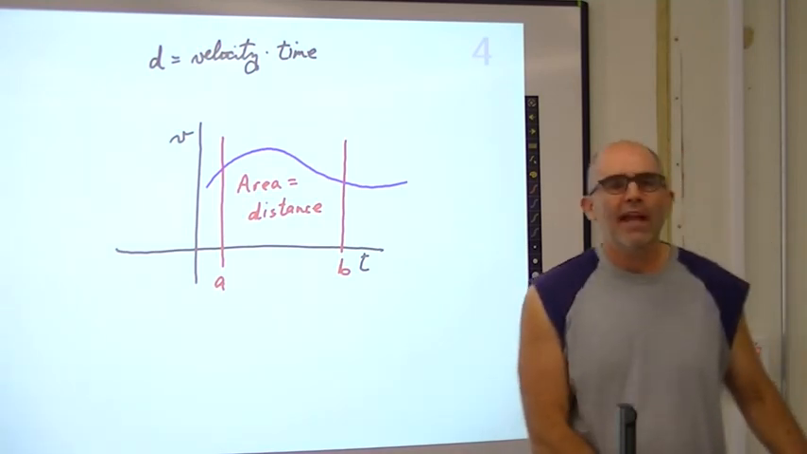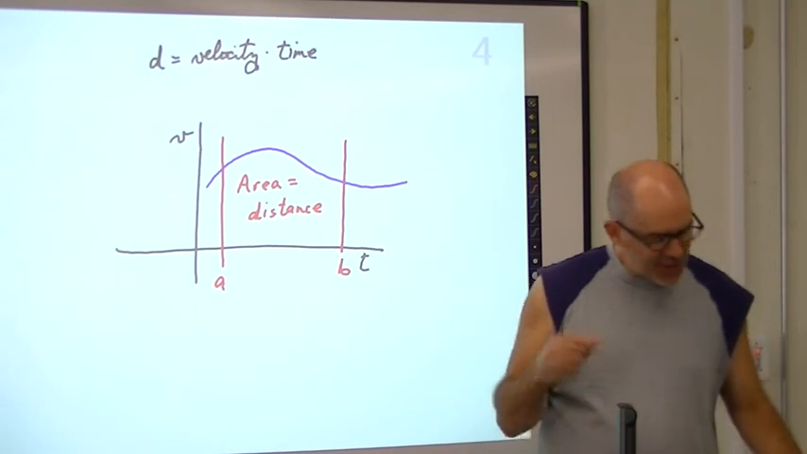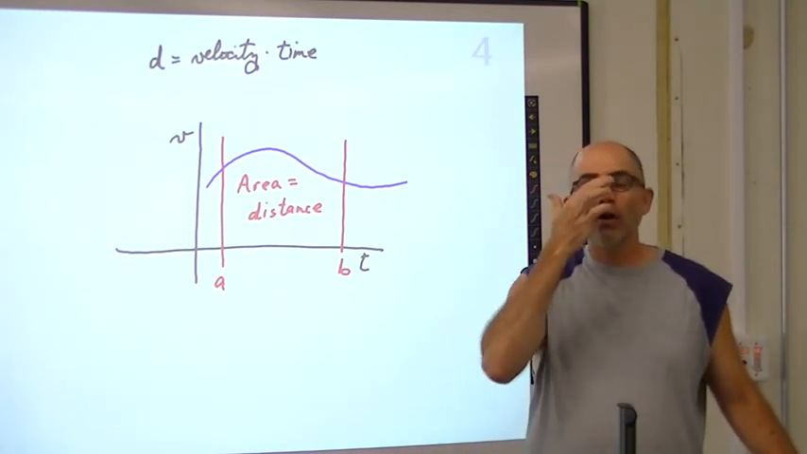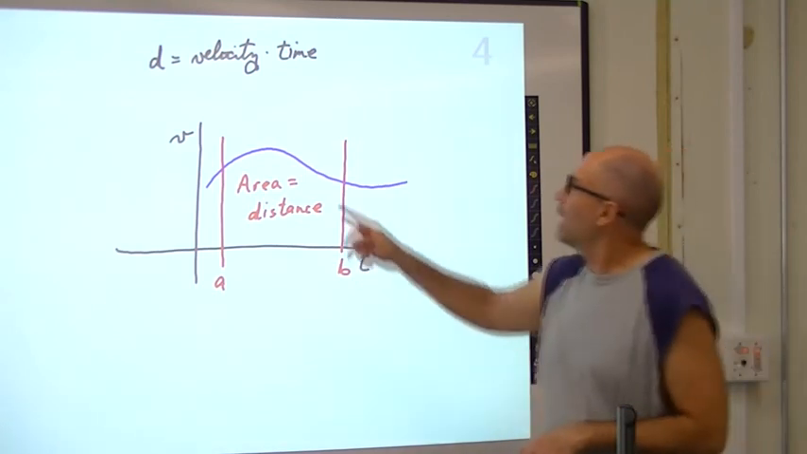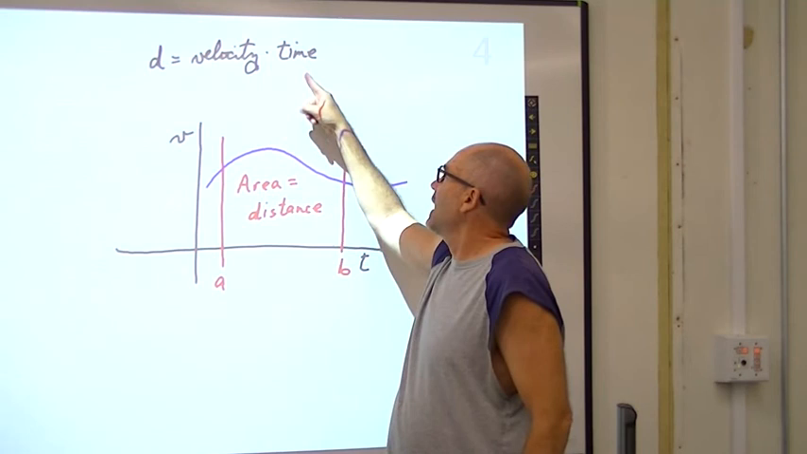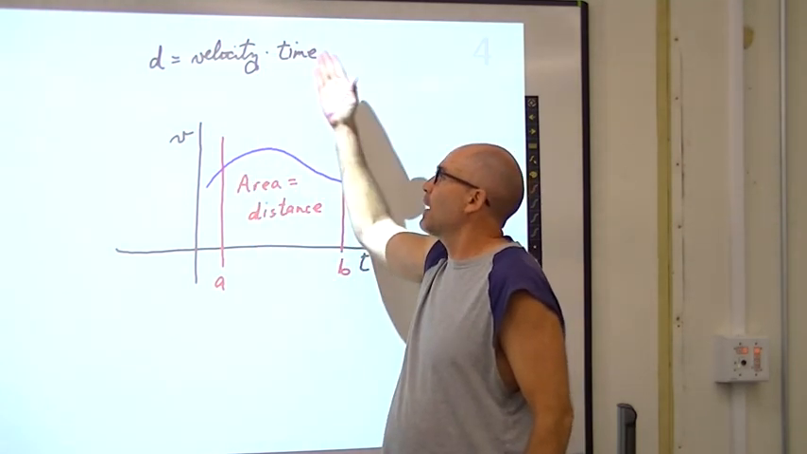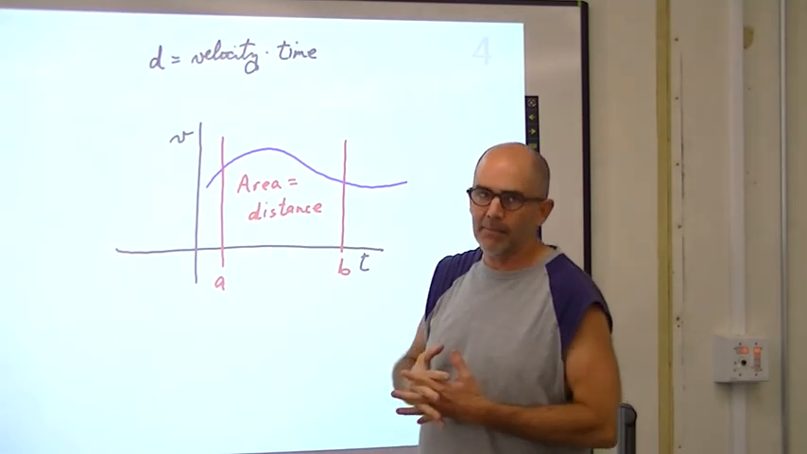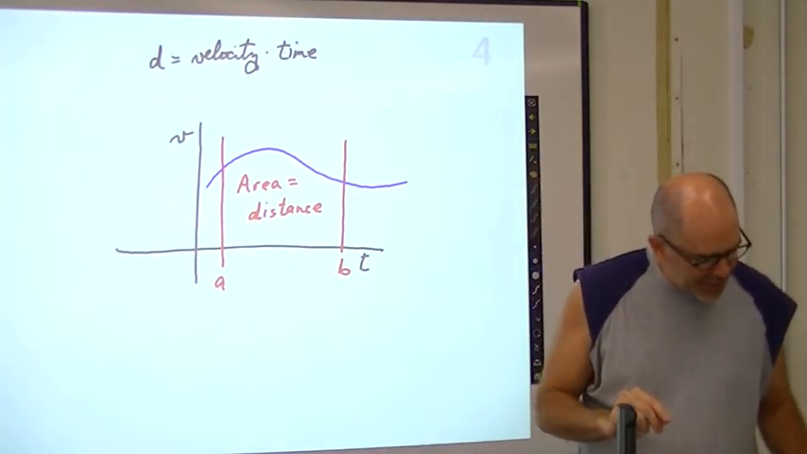Okay, so we've got miles per hour initially, but since our time is in seconds, we want our velocity to be in feet per second. Because when I go velocity times time, feet per second times seconds equals feet. But if it was miles per hour times seconds, it wouldn't mean anything. So we change to feet per second.